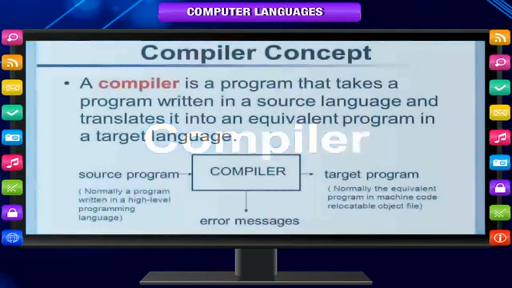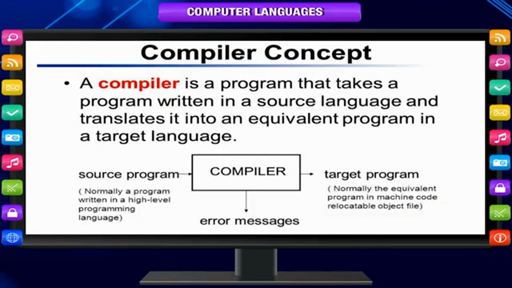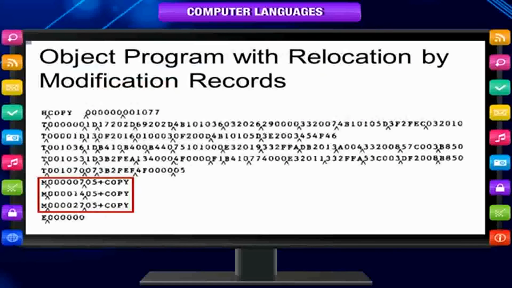Compiler. A compiler translates a program written in high-level language to executable machine language program, that is, the object program. The object program is generated and executed to get the desired result.